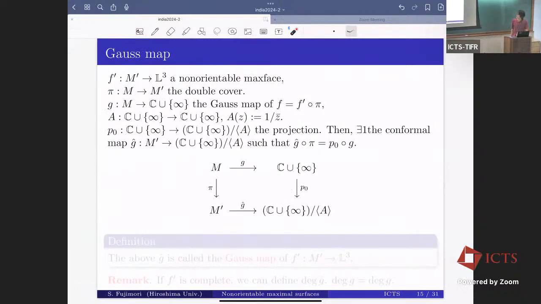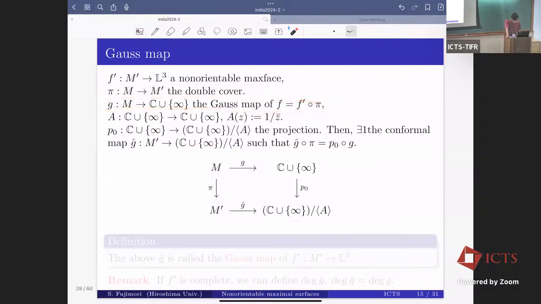Now, we'd like to define the Gauss map of a non-orientable maxface. So let F prime be a non-orientable maxface. Then there exists M, the double cover, and we take pi, the double cover, and G, the Gauss map of this double cover.